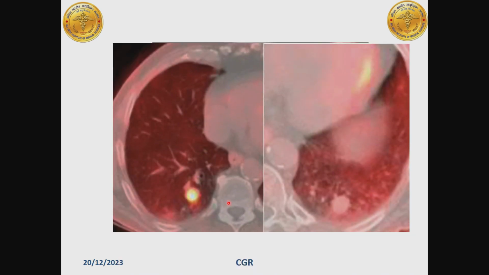Another example, now these are two nodules in both the sides of the lung. The nodule on the left, in the left lung, appears a bit bigger than the nodule on the right lung, but it is the right lung nodule which is having FDG uptake. Hence, the biopsy needle should be targeted at this site.